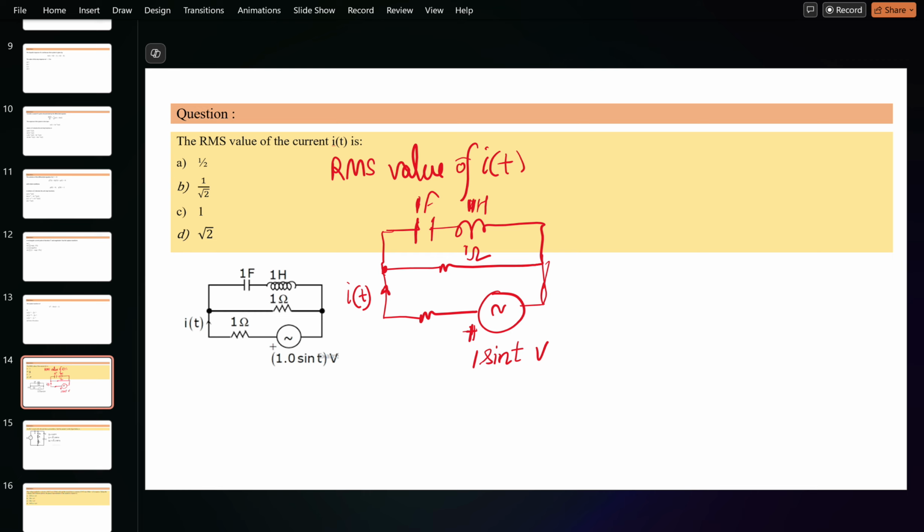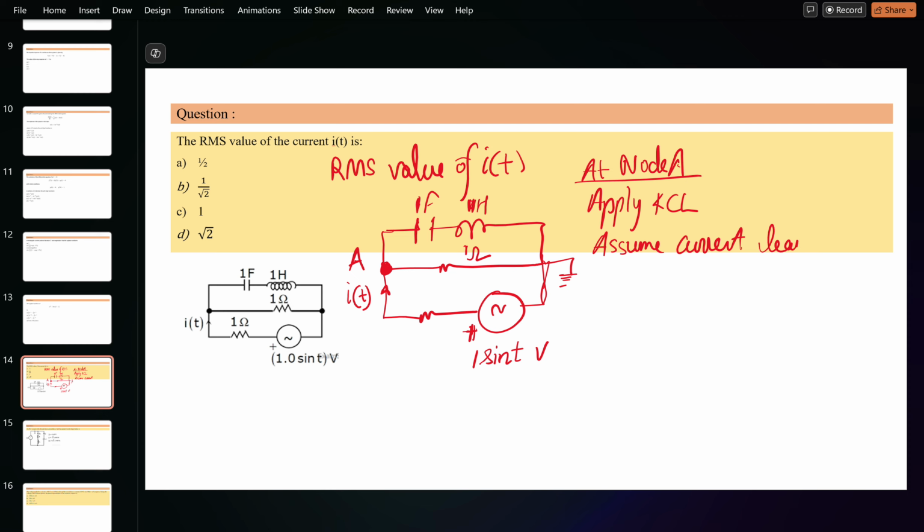Okay. Suppose I want to apply KCL here. Suppose this is node A. So at node A, apply KCL. Let's take this node as a reference. Always assume, as I told you last time, that the current is leaving the node. So when you apply the KCL, because the IT, if you see here, is actually coming into the circuit, it is actually minus IT.